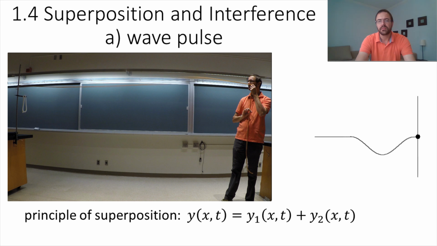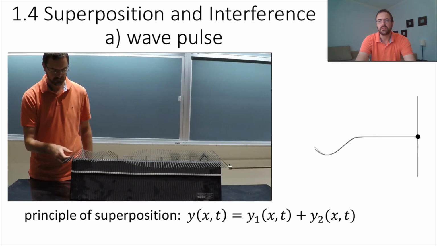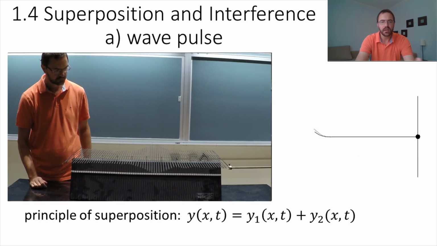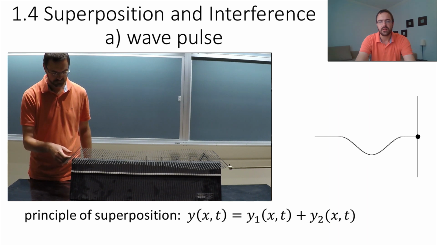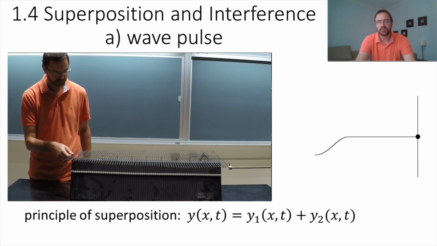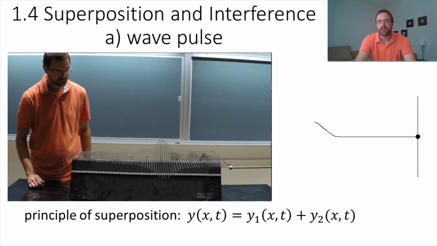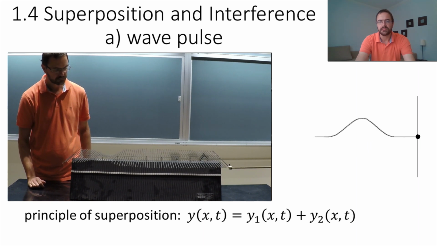It's kind of hard to see on this string, but let's look at it on a torsion wave. You see, I create a positive pulse, and when it comes back, it is a negative pulse. Let's do it again. With a negative pulse, we get a reflection that is positive.